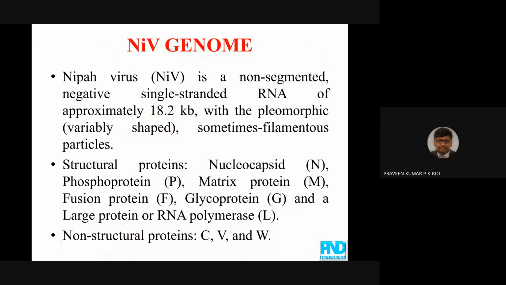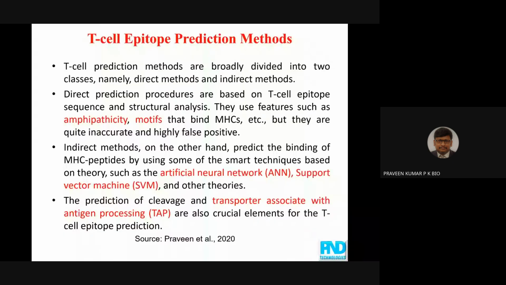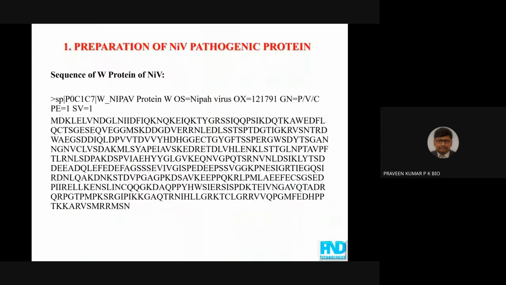That's what I tried. If you see the structural proteins, 1, 2, 3, 4, 5, and 6, six proteins are available. If you see the non-structural proteins, we have 3. So we are going to try with the W protein. When compared to SARS-CoV-2, this is a small virus. It occupies less space, and even the number of proteins present is less in this Nipah virus. Now I'm going to explain how to predict T cell epitopes from the W protein.